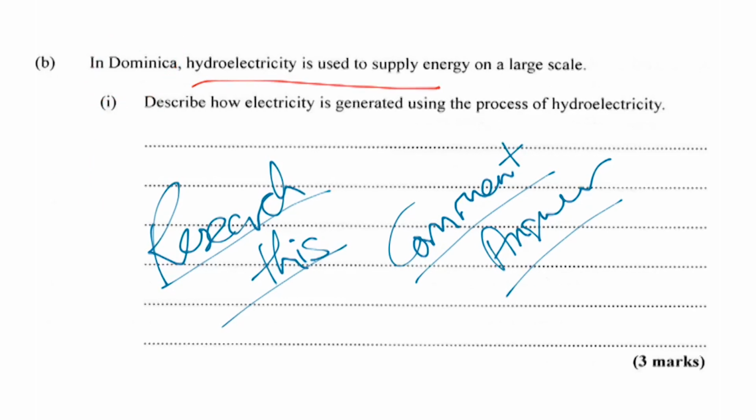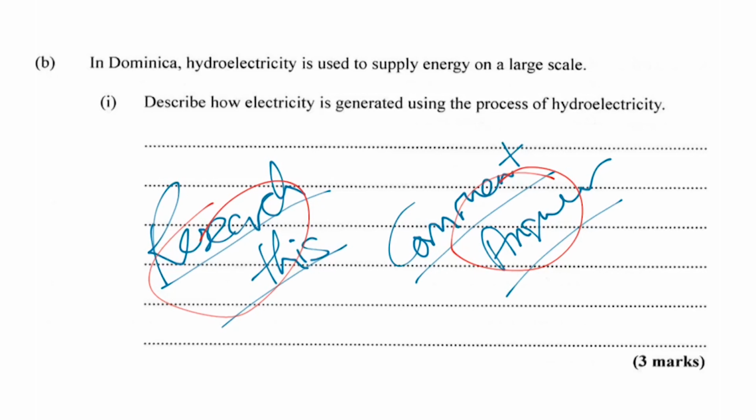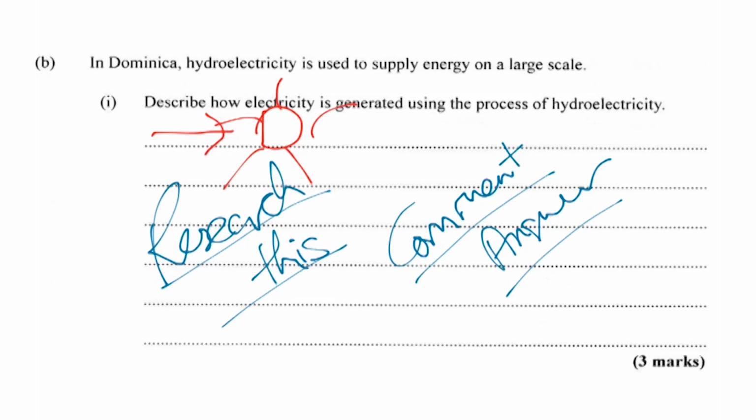All right. Describe how electricity is generated using the process of hydroelectricity. So yeah, you're going to just research this and comment your answer, right? So I'm not going to give you this. This is just an easy thing. You could just research this, right? So hydroelectricity, I'll just spell it out for you. Water comes, turns the turbines. That is my beautiful turbines there.